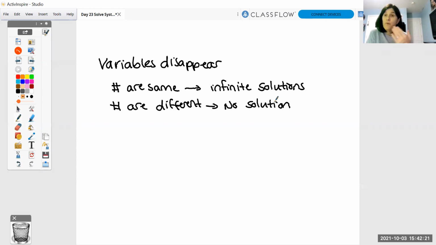So just go ahead and practice as best you can today on your worksheet and check your answers. If you want, you can check your answers with your Desmos calculator, but you need to know how to solve these using the substitution method.